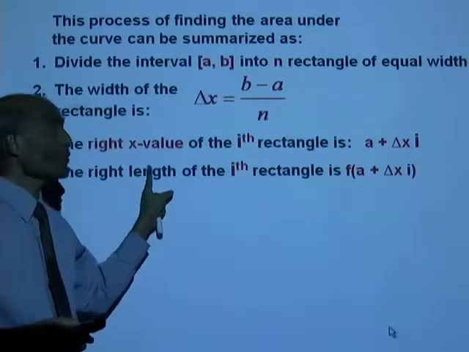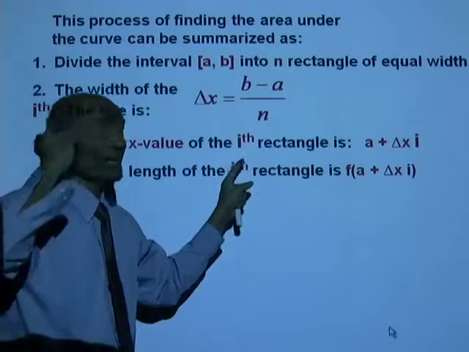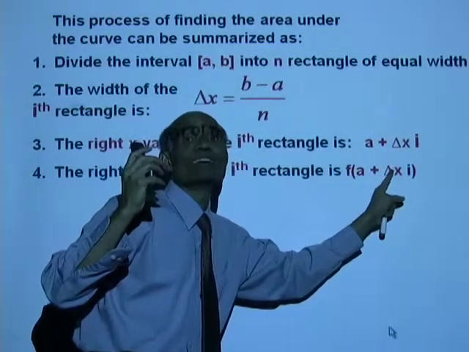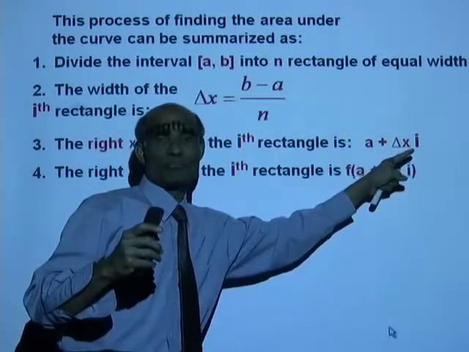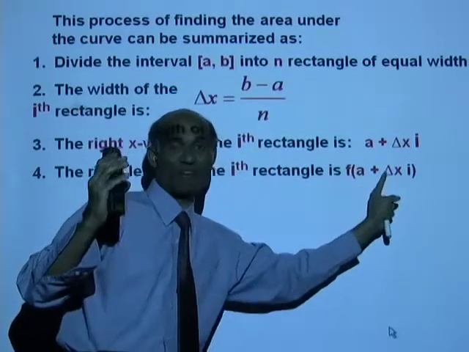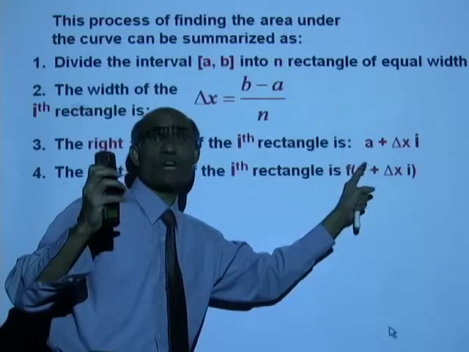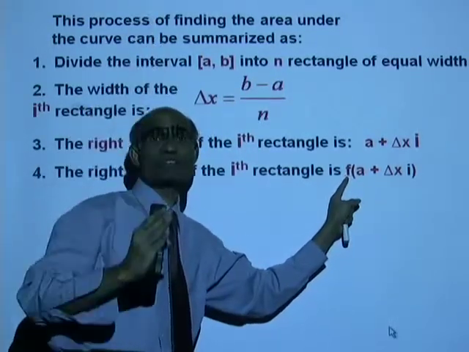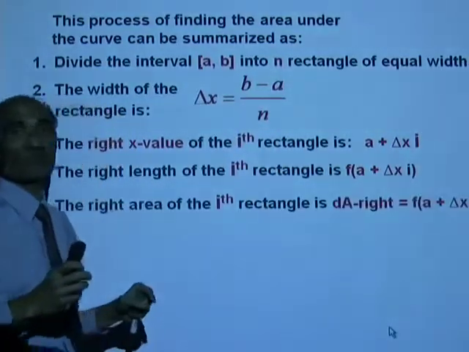And what is the right length? In other words, the height of the rectangle. It will be f of a plus i delta x. That is the height. Now, this is the x value on the right side. This is the function value. This is the height. That means the area of the rectangle is the function value, which is the height of the rectangle, times the width of the rectangle.